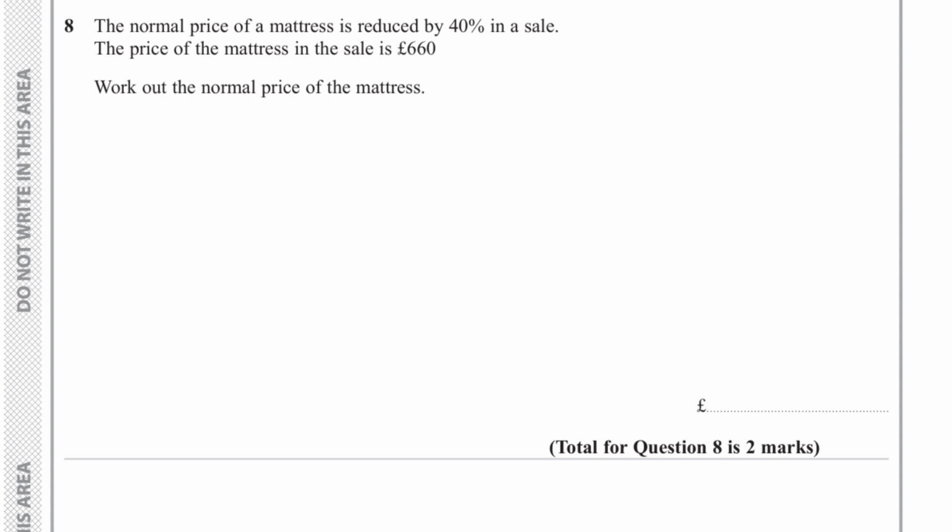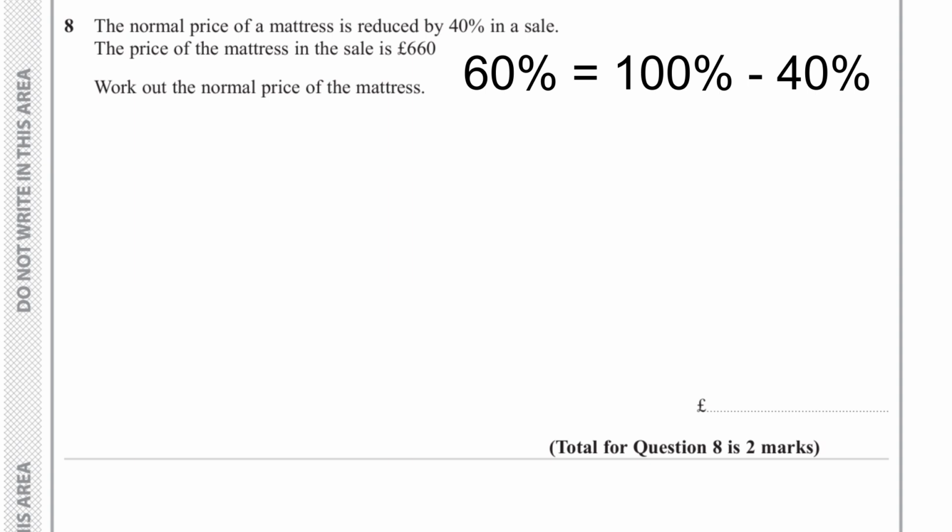So the first thing I noted, which I think is really important, is that 60% is equal to 100% minus 40%. So what do I mean by that? Well, it says that the price is reduced by 40%. So we might think to use a 40% in our value, but because we want to work out the original amount, we need to realize that we're working with 60% of the value. Because if you take 40% off 100%, you have 60% of the value left. So the value we're working with is 60% of the original price because 40% was taken off.